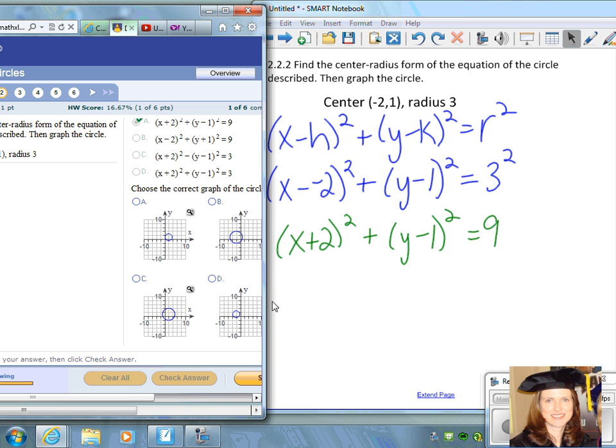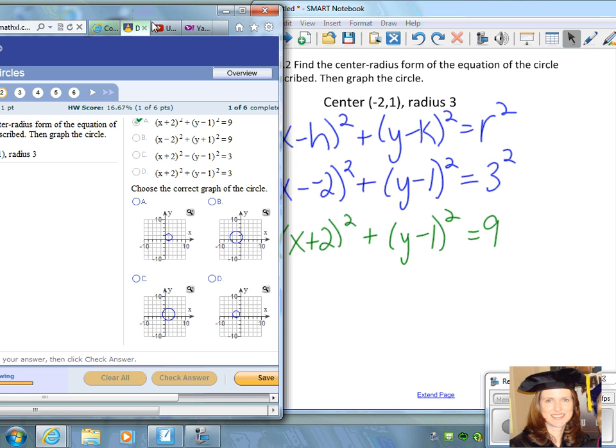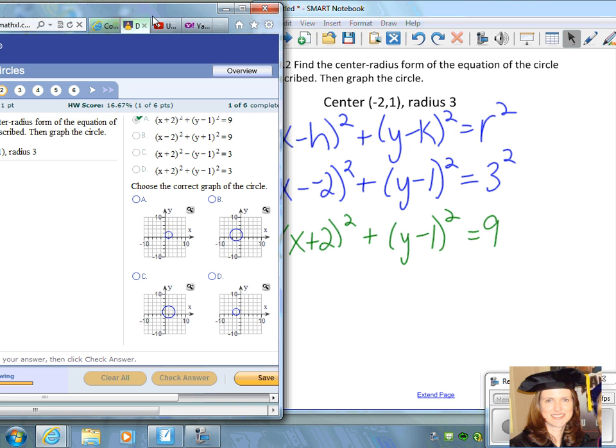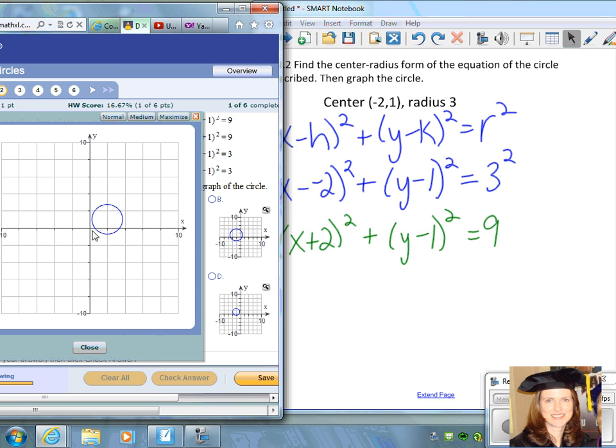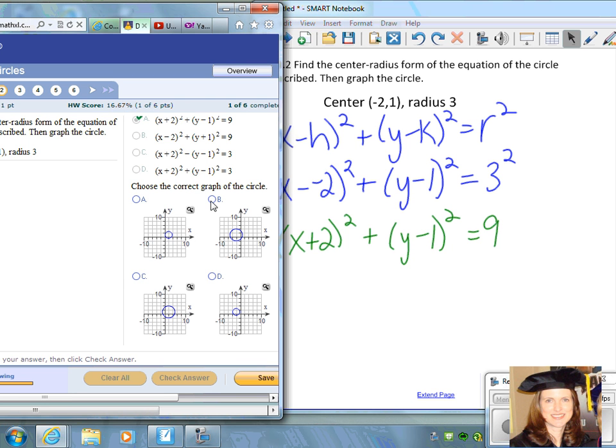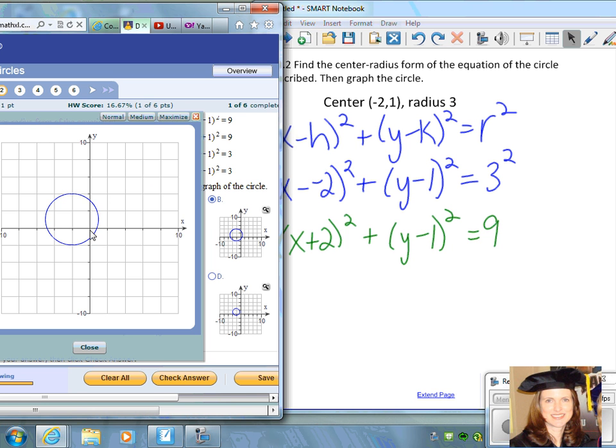All right, now we want to find the graph where the center of the circle is -2, 1 and the radius is 3. Looking at the first choice, the center of this circle appears to be +2, +1. So we can rule out this first option altogether. The center is in the wrong space. Let's look at choice B. Oh, let's check it first. The center of this circle looks like -2, +1.